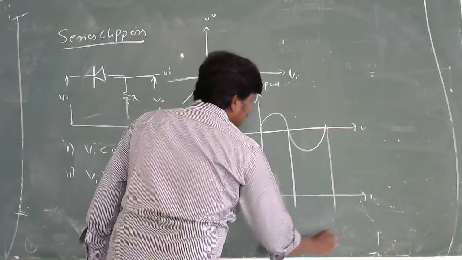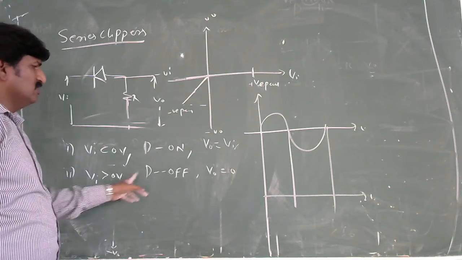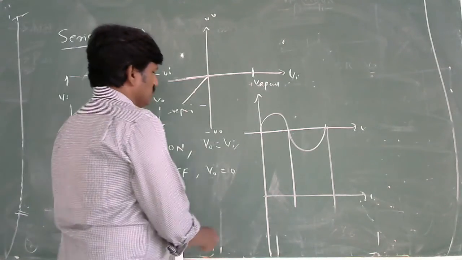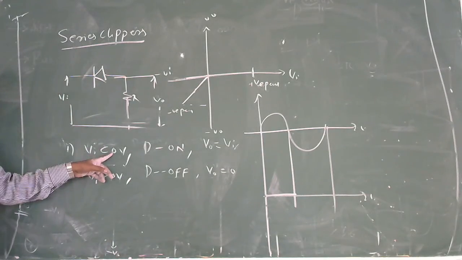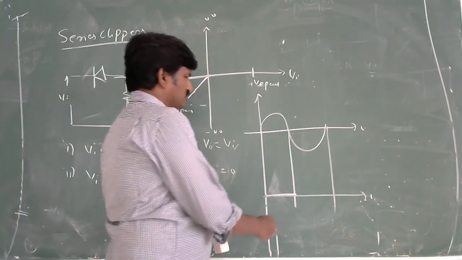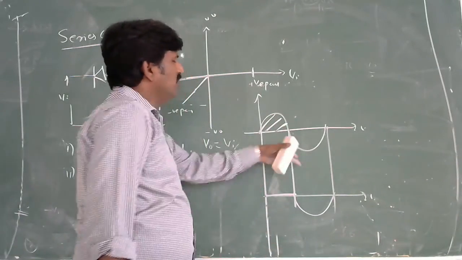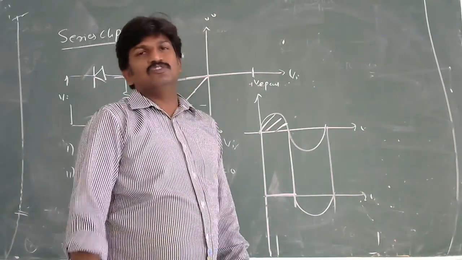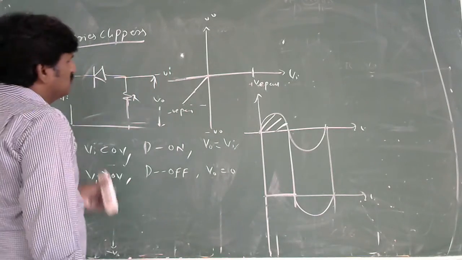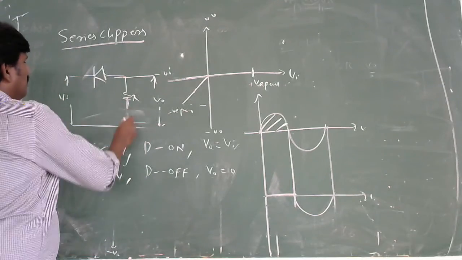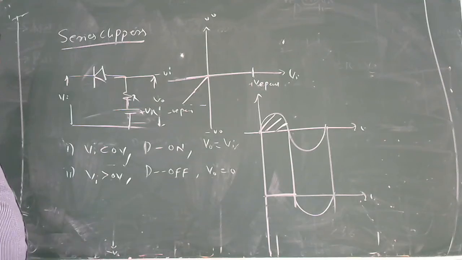Take the correspondence. Positive cycle, when Vi is greater than 0, then what happens? Output follows 0. No output. When Vi is less than 0, output follows the input. It means that the positive portion is totally clipped off, and the negative portion is going to pass through the resistor and get some output. Then for this also you have to make it have a positive reference and a negative reference.